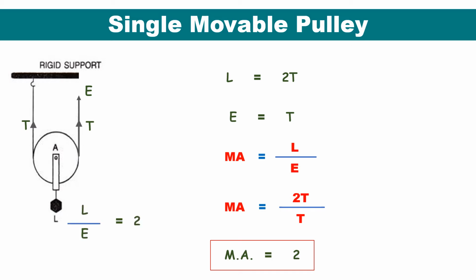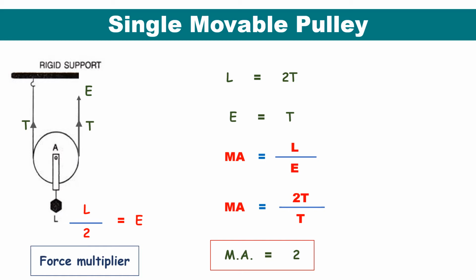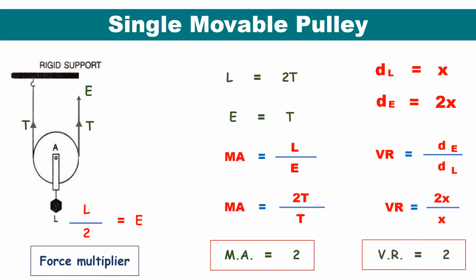If mechanical advantage is 2, that means load to effort ratio is 2. That means load is 2 times effort, or we can say effort is half of load. So if load is 100 Newton, we have to apply 50 Newton of effort. So this single movable pulley acts like a force multiplier. Now if distance moved by load is x, the distance moved by effort will be twice the x. So velocity ratio in this case will be equal to 2x upon x, which is equal to 2. So velocity ratio of single movable pulley is equal to 2.